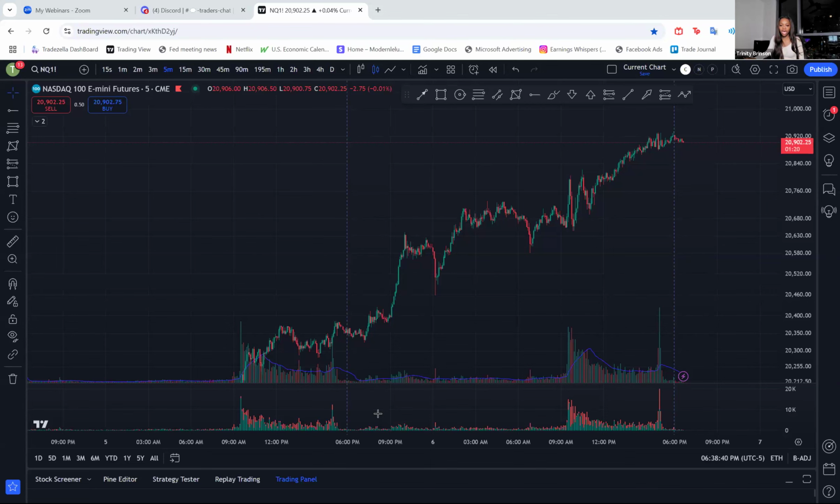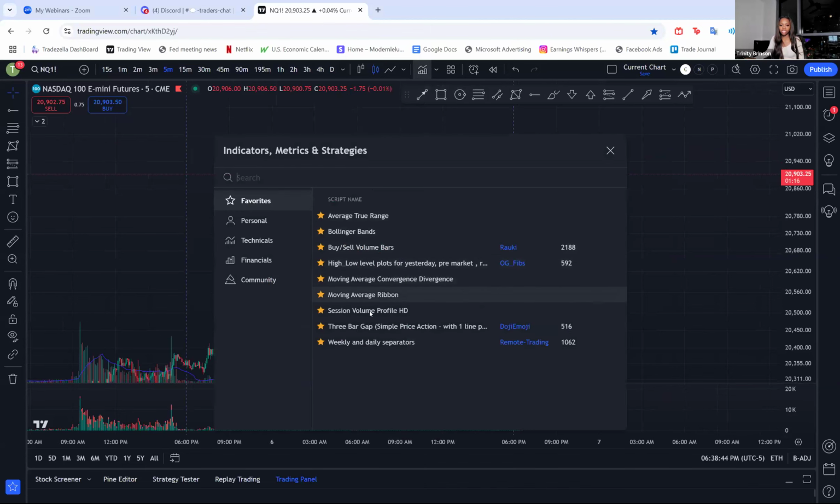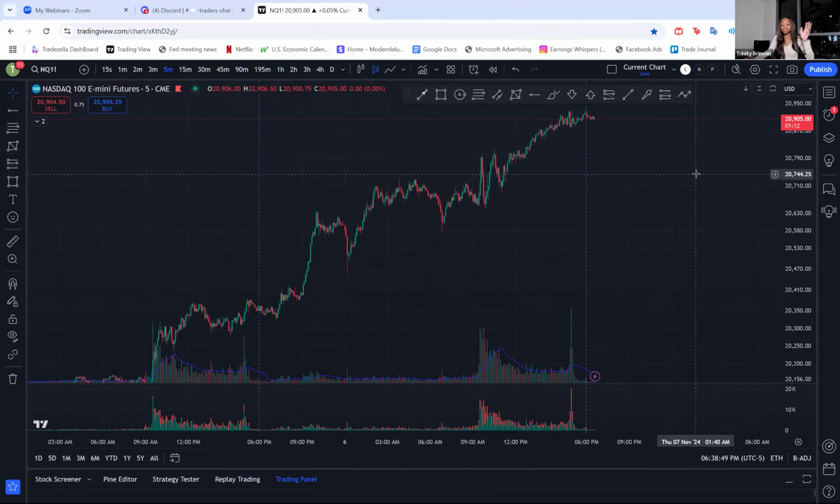I think somebody was asking how to add session volume profile. You would go into indicators and then type in session volume profile HD up here, and then it will come up. All right, guys, trade from today, shorts first.